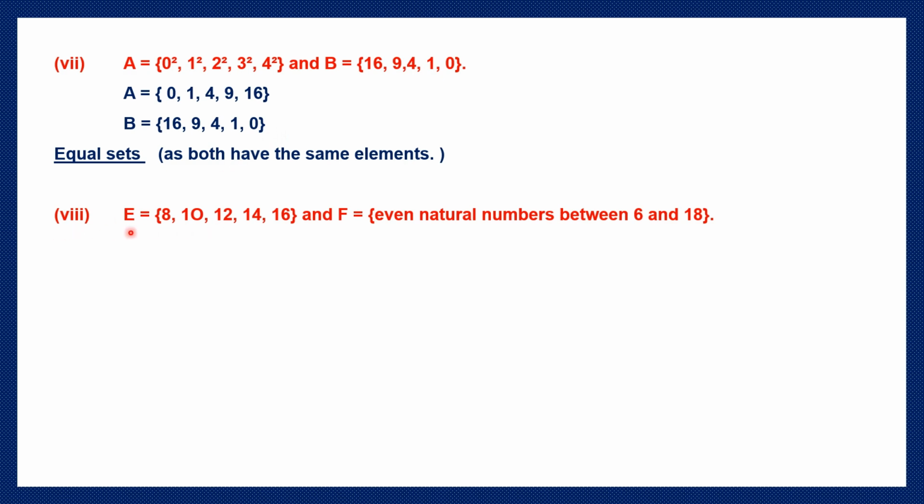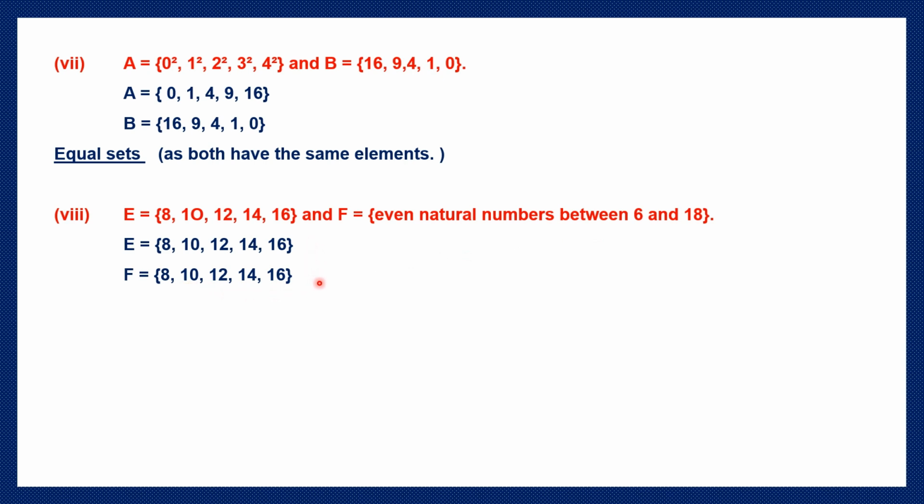Question 8, we have set E. It's already given to us. Let's write it down anyway. Set E, these are the elements. And set F, what are the elements? It's not given. We are going to write them. They are even natural numbers between 6 and 18. What are all the even natural numbers between 6 and 18? After 6 come 8, 10, 12, 14 and 16. Let's write it down. So that will be 8, 10, 12, 14 and 16.